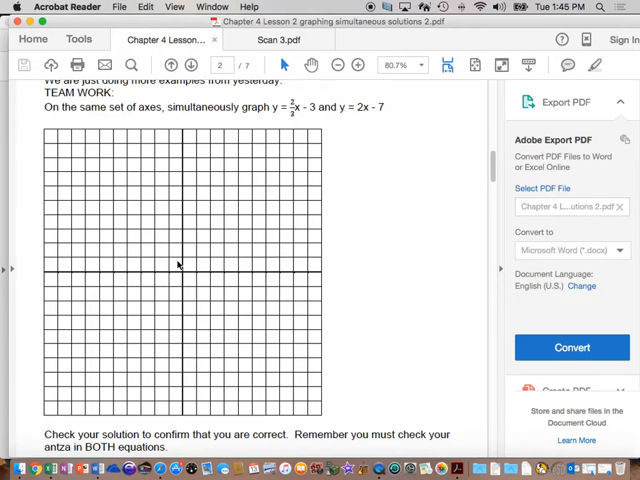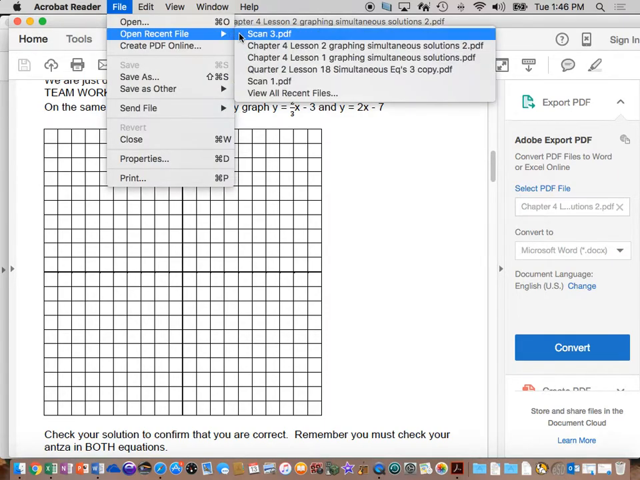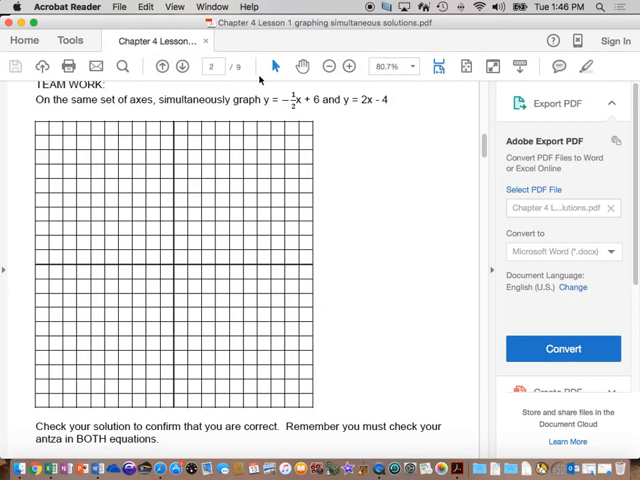Is this sheet 1 or 2? Two. No, you did the right one. It's okay, Dad, because I did the wrong one too.